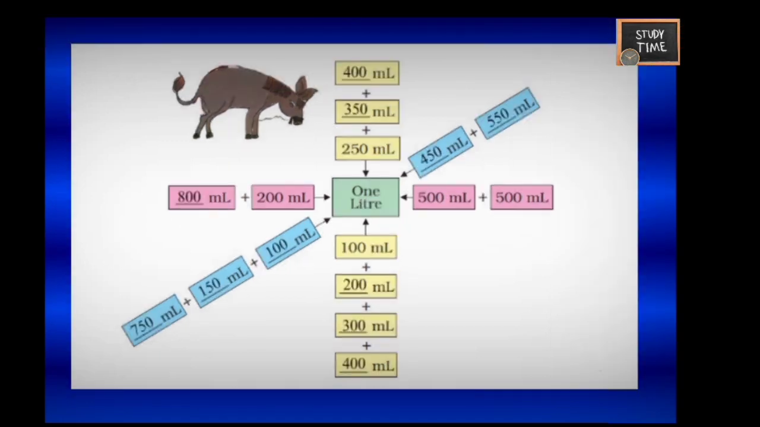So 800 plus 200. You can also write 450 plus 550 or 750 plus 150 plus 100. So it is 1000 ml. Or you can write 100 plus 200 plus 300 plus 400. So it is also 1000 ml. 400 plus 350 plus 250 also comes to 1000 ml. So it is 1 liter. You can try different combinations. It is not that there is only one combination. You can try different combinations to get 1000 milliliters.